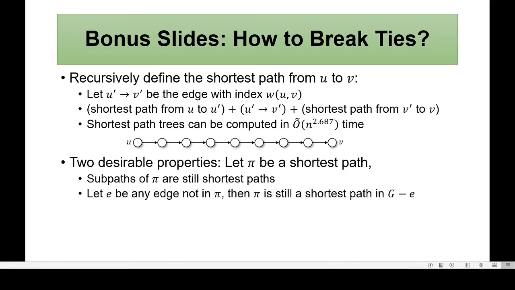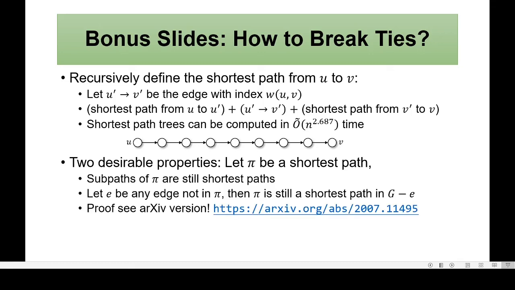The second property is that let E be any edge not in pi, then pi is still a shortest path in G minus E. That is, if we use the same algorithm to find the shortest path from U to V in the graph G minus E, then it will turn out to be equal to pi. And these are very desirable properties for a tie-breaking method for dealing with non-unique shortest paths. The proofs can be seen in the arXiv version of this paper.